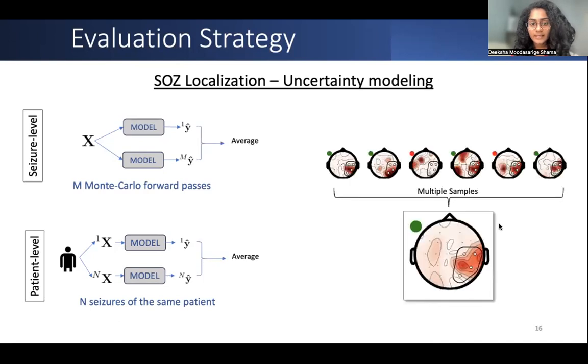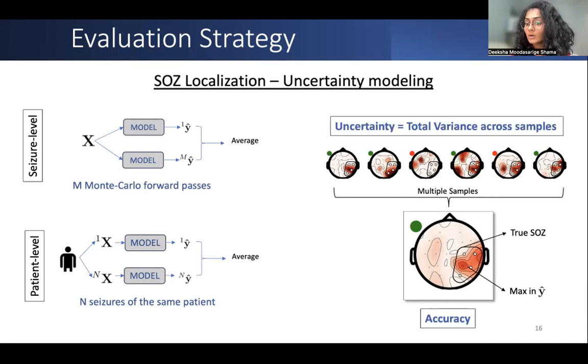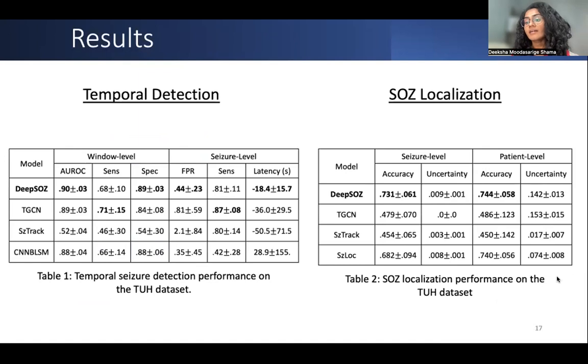It would look something like this, for example, for a patient with right posterior onset. A seizure is correctly localized, as marked in green, if the maximum channel in the predicted Y-hat lies within the true onset boundary. We report the accuracy in both levels and quantify uncertainty as the total variance of the Y-hat samples, and we report intra-seizure and intra-patient uncertainty. We report the average metrics across repeated 5-fold cross-validation.